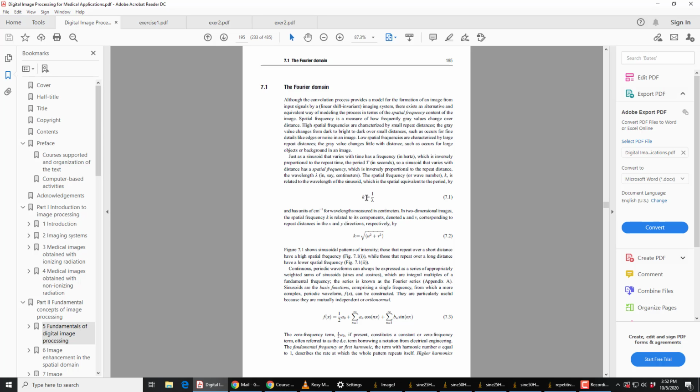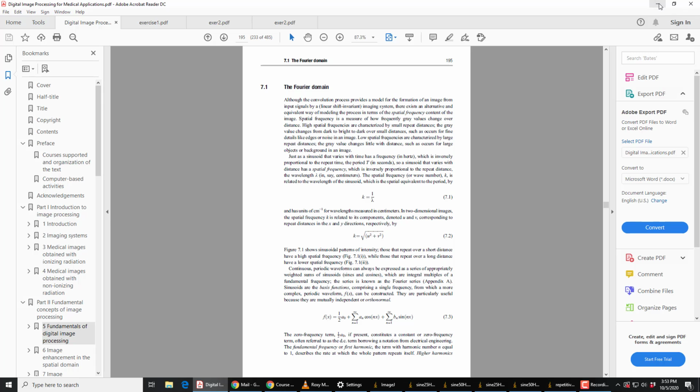We're going to use a symbol small k, and the spatial frequency, sometimes called the wave number, but we'll generally call it the spatial frequency, is the inverse of the repeat distance instead of the repeat time. And if the repeat distance, or the wavelength, is measured in centimeters, then the unit for spatial frequency is 1 over centimeters, or centimeters to the -1.